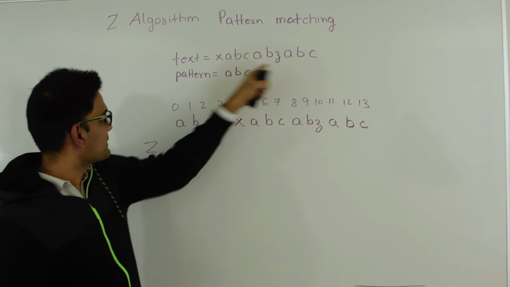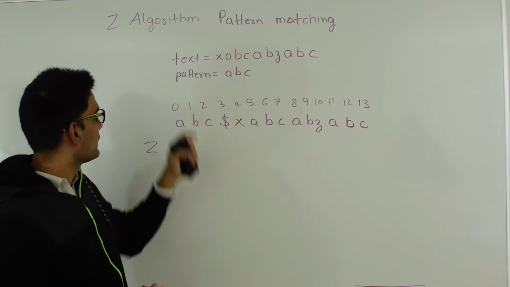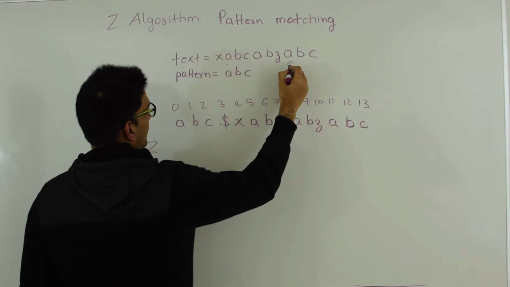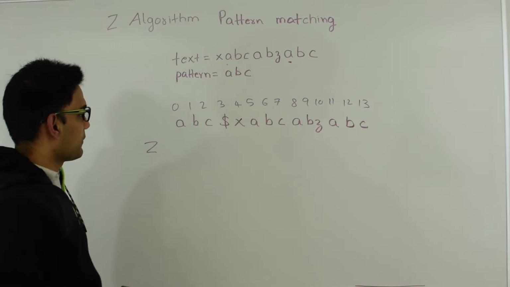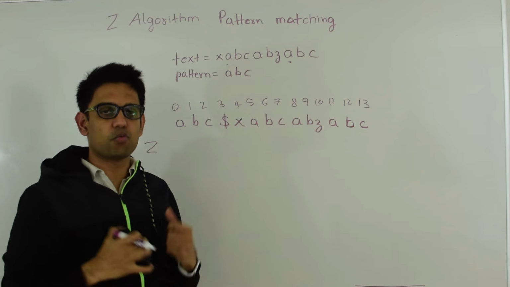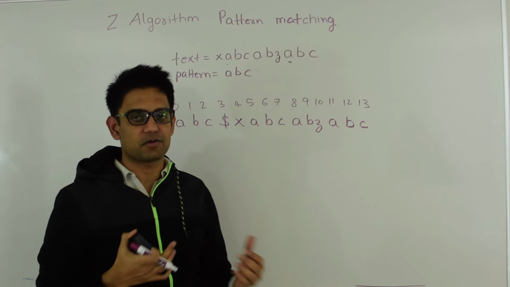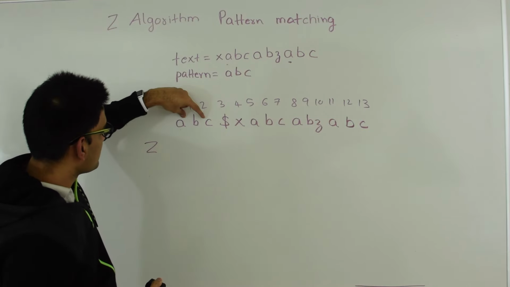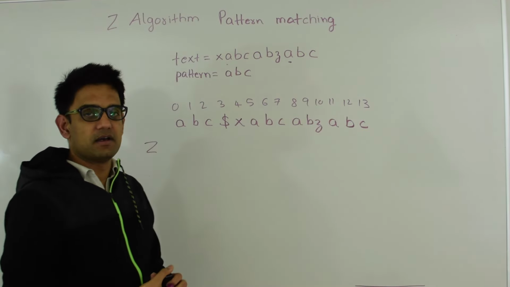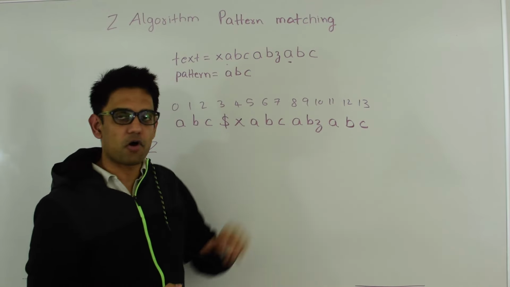Here my text is this and my pattern is ABC. And I'm trying to find all the indices in this text where this pattern exists. So this pattern exists at this point and this point. So the way we use Z algorithm is, first we combine this pattern and text into one long string and separate them by a special character which doesn't exist in either of those strings. So ABC, dollar, the special character, and then rest of the text. Now I'm going to calculate the Z function, Z array for this long string.